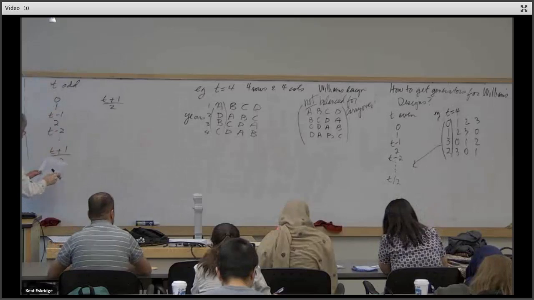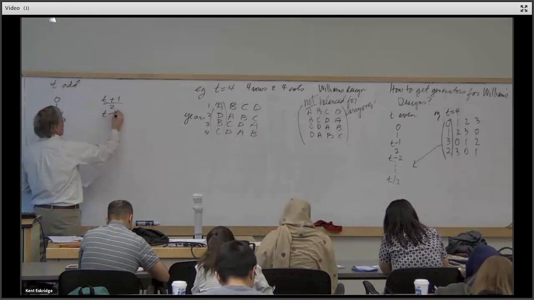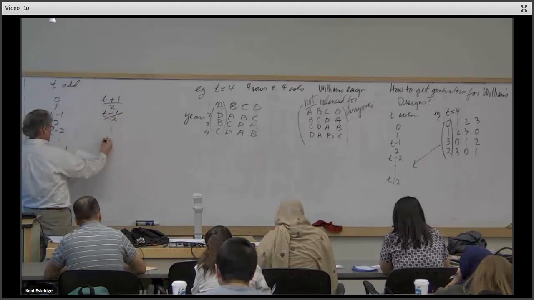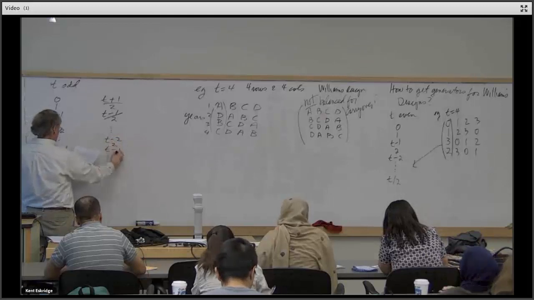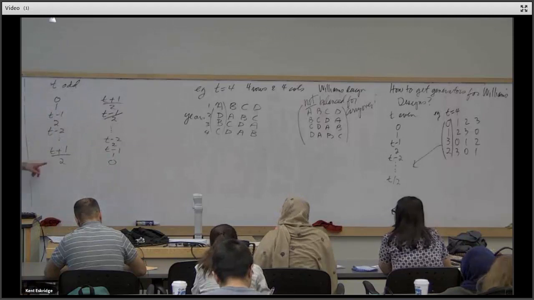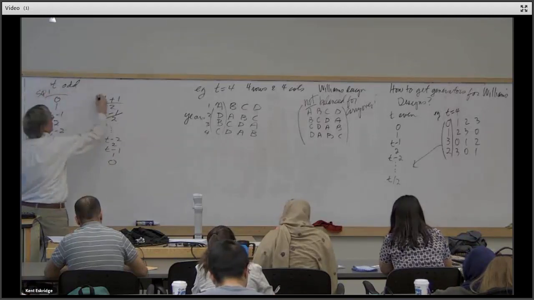So it would be (T plus 1) over 2, then (T minus 1) over 2, and all the way down to, let's see, it'd be T minus 2, 2, T minus 1, 1, and then 0. Okay. So it's just the opposite. So this would be for square 1, and this would be for square 2.